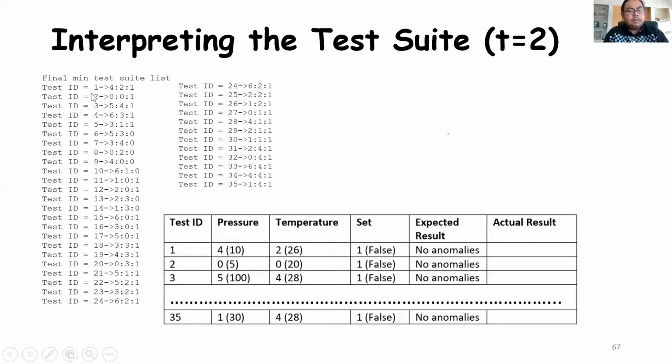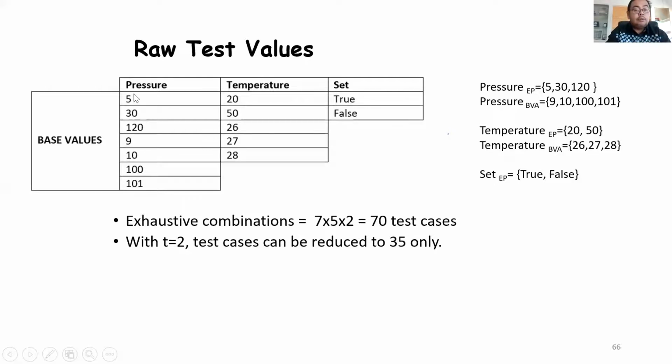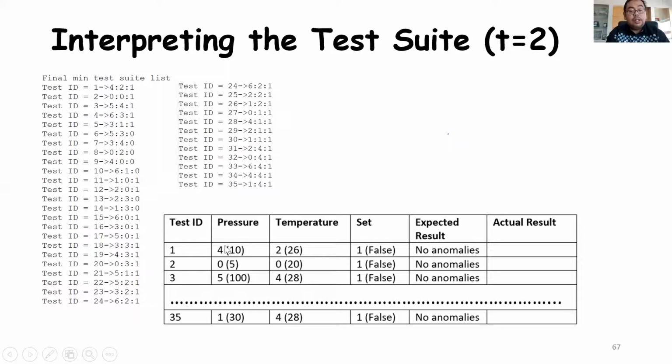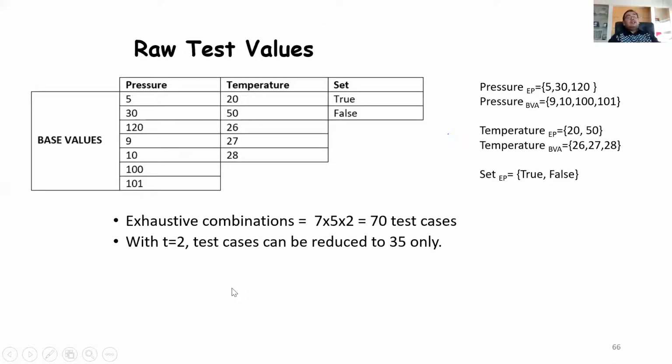For example, test 1, 4 to 1, meaning 4 is actually item number 4, which is 0, 1, 2, 3, 4, which is 10. So the value I need to use is 10, and the value is 26, and set has to be false. This is the test case that I have, and this is the actual translation into the actual values, and I have my expected results. They say assume there are no anomalies. So I have all the 35 cases here, instead of having 70 test cases.